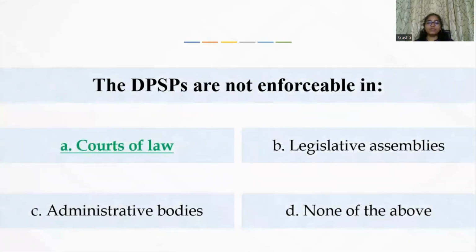The last question of this module is, the DPSPs are enforceable in option A, court of law, option B, legislative assemblies, option C, administrative bodies, and option D, none of the above. The correct answer is option A, courts of law.